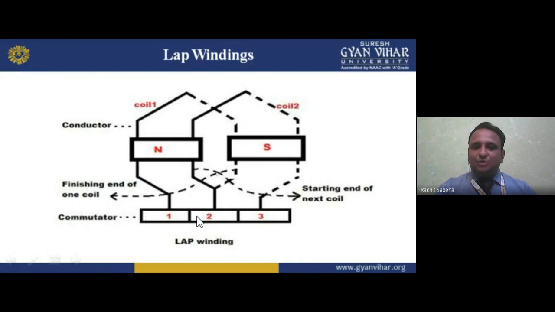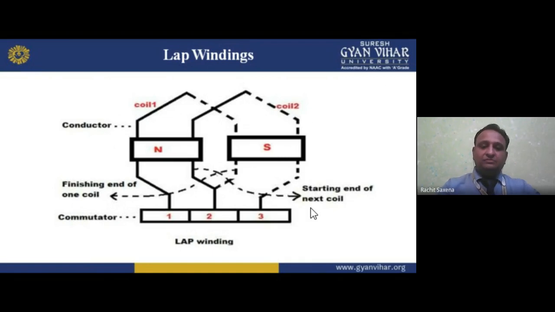And these are the commutator segments, which I represent as 1, 2, 3. So what are these, my dear student? These are the commutator segments to which we connect the lap winding, and we are connecting the lap winding. So I hope you understand.